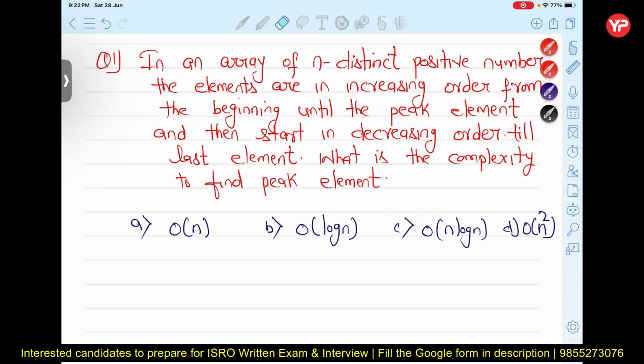In this series, I'm going to cover the 20 most important questions from the subject of algorithms and data structures.